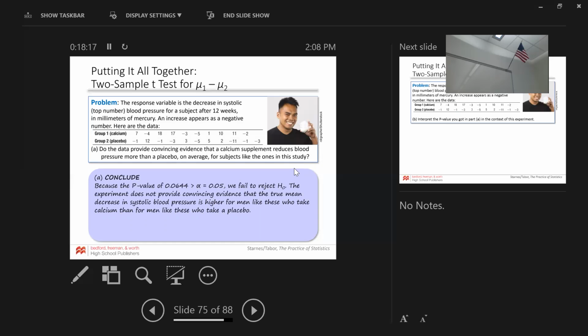List 2. -1, enter. 12, enter. -1, enter. -3, enter. 3, enter. -5, enter. 5, enter. 2, enter. -11, enter. -1, enter. -3, enter. You should have 10 entries in list 1 and 11 entries in list 2. Yes? Second quick: stat test 0. Do a 95% confidence interval and tell me what happens.